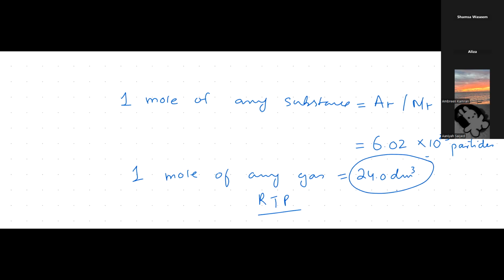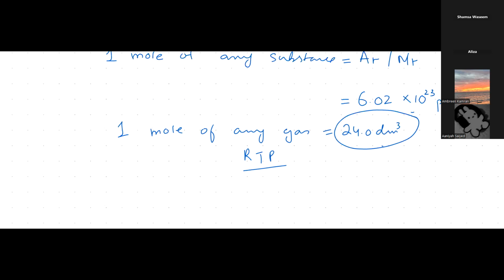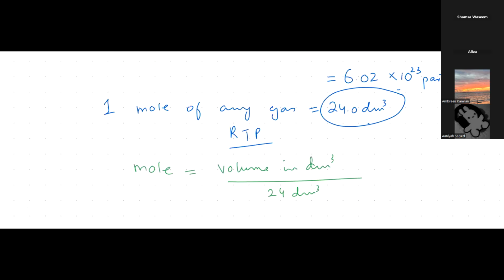So according to that, we have to develop the third formula of moles. Moles equals, for gases, volume in dm³ upon 24 dm³. Therefore, 1 mole of any gas will occupy 24 dm³. We're taking volume in dm³, but we can convert this into cm³, so you can say volume in cm³ upon 24,000 cm³.